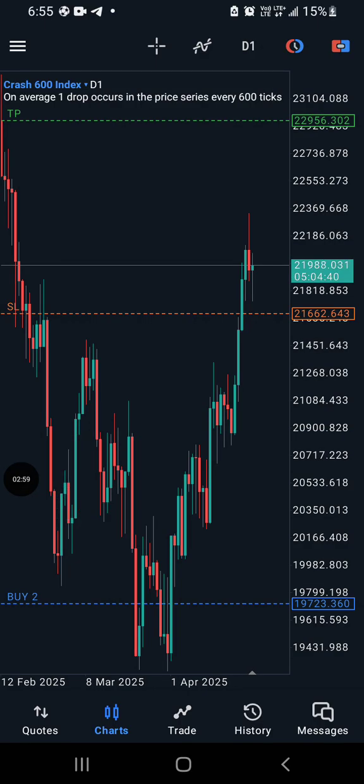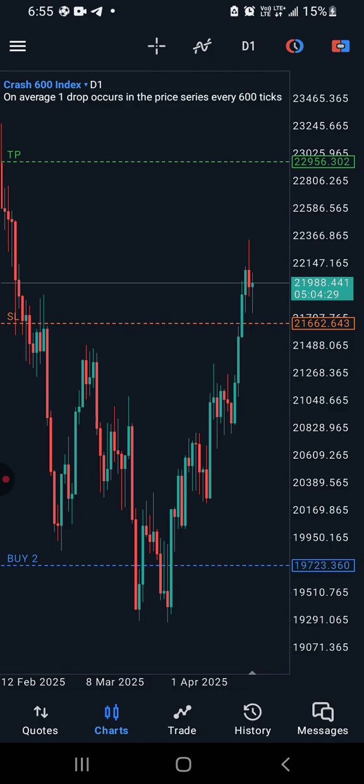And I also have this one. This is also a beautiful setup. We caught another swing setup on the Crash 600 index. This is so beautiful, ladies and gentlemen. I always say our trading method will really help set you up for success in the forex market.